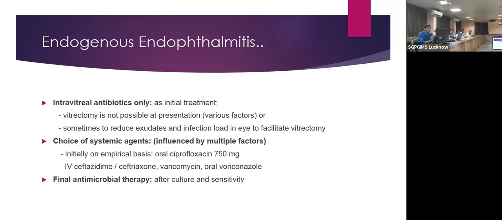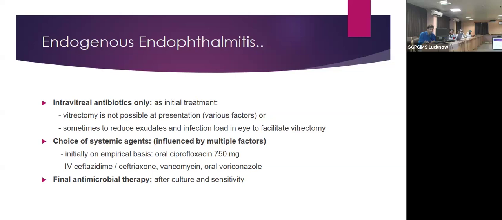Choice of systemic agents is influenced by multiple factors. One thing is the past experience of your center, because culture reports are not immediately available. The only thing, KOH preparation can give the idea whether fungus is present or not, but what fungus is there is not clear until we get the culture report. So it is influenced by multiple factors. And sometimes hematology patients are getting this type of infection more, as in the past, so we should start this agent firsthand before any culture reports come. This comes out of the discussion between us.